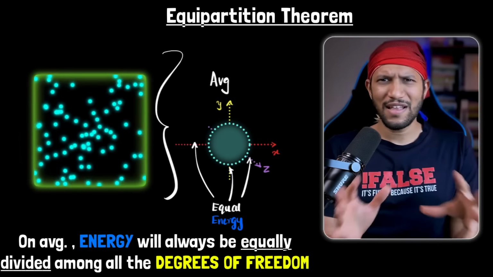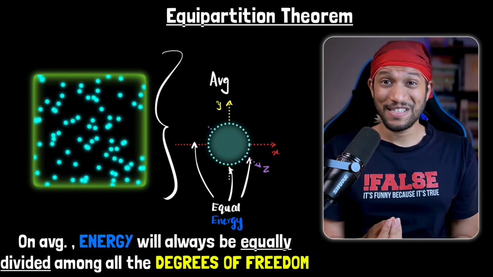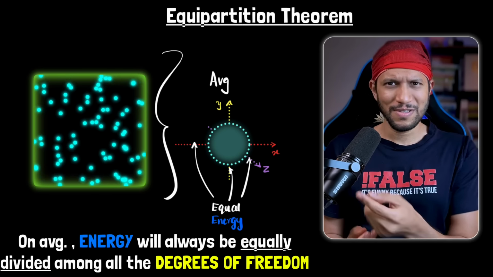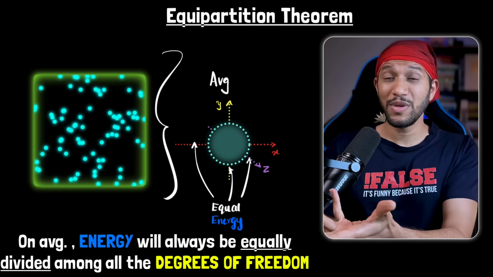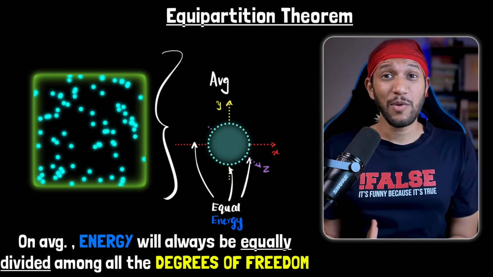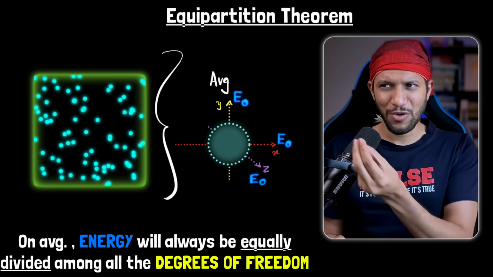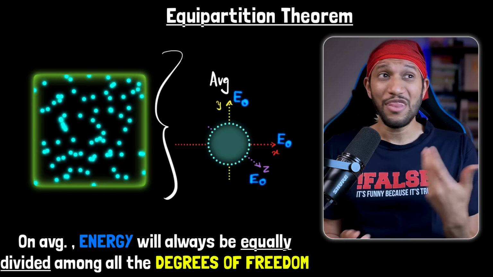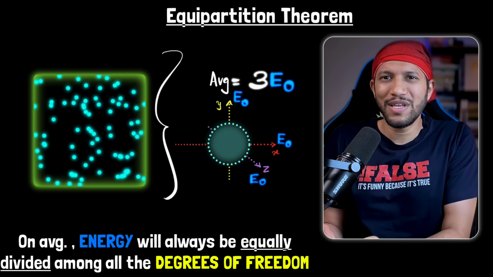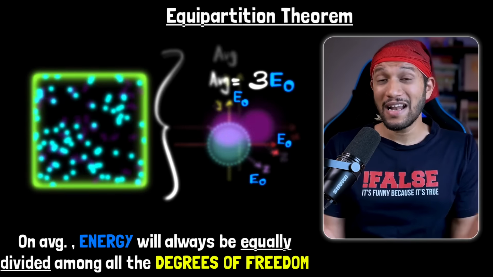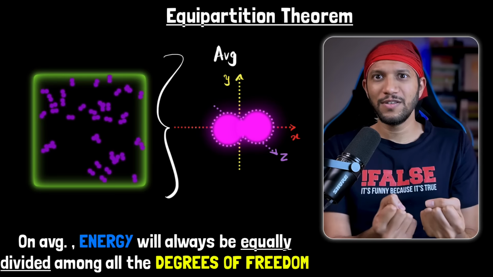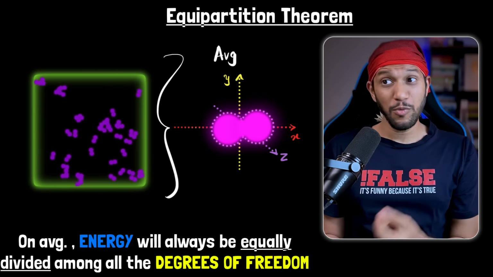Degree of freedom is a fancy way of describing the different ways in which energy can be stored. So for air molecules, the kinetic energy can be stored in these 3 different axes, and so there are 3 degrees of freedom. And so according to the equipartition theorem, if the average energy for each degree of freedom is E naught, then the total energy should be 3 E naught. Makes sense, right? And by the way, if we had, say, diatomic molecules, like oxygen molecules, for example, then there would be more degrees of freedom.